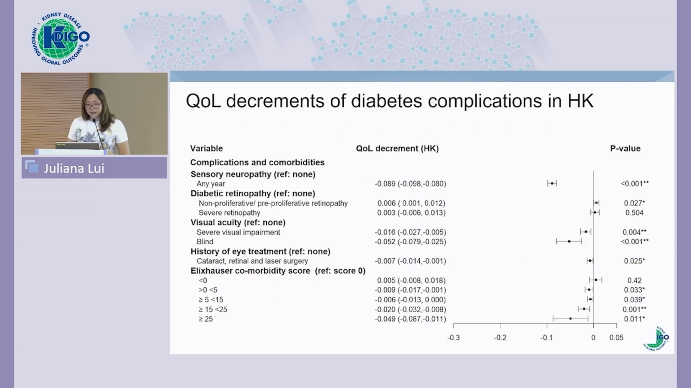The detection of sensory neuropathy during the assessment was associated with worse quality of life decrements than those with visual problems only. And for the latter, quality of life decrements were worst with blindness, followed by severe visual impairment and history of eye treatment. Patients with higher comorbidity scores were also associated with an increase in quality of life decrement.